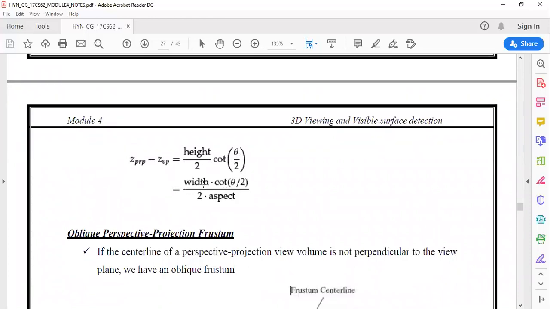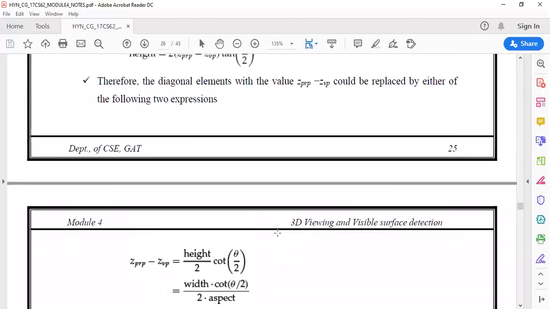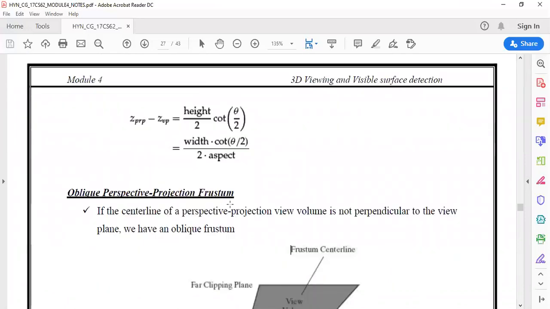In the same way I can get height by 2. Height by 2 is also equal to width into cot of theta by 2, divided by 2 into aspect. So the aspect ratio, we have already studied in the first module, so we'll just write this distance, zprp minus zvp, which is nothing but our aspect.